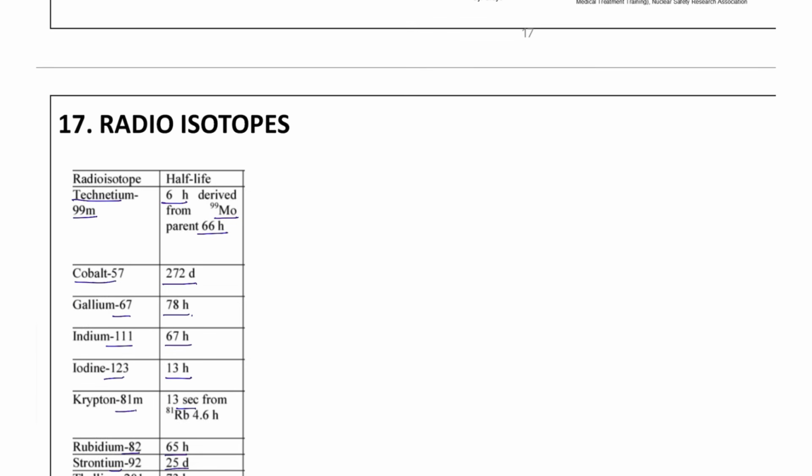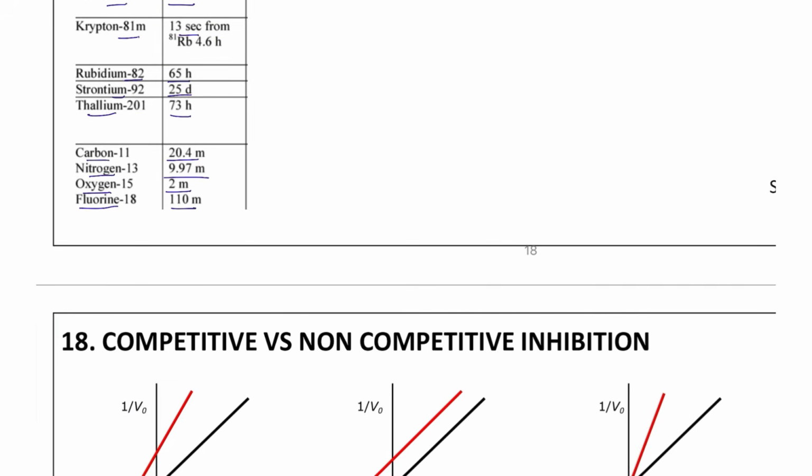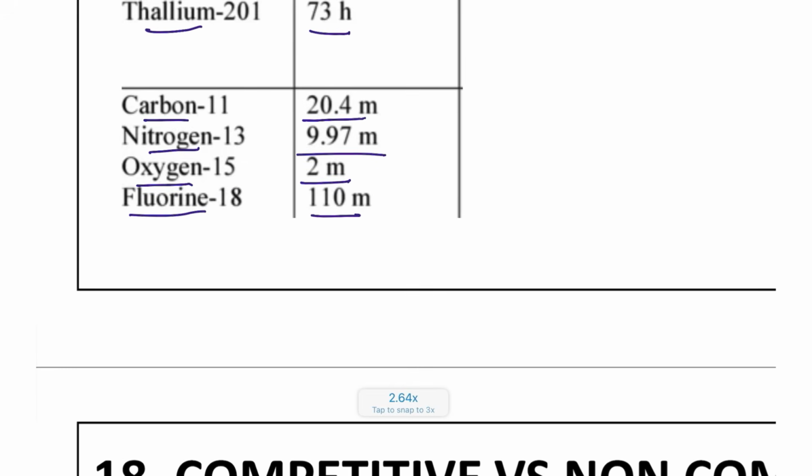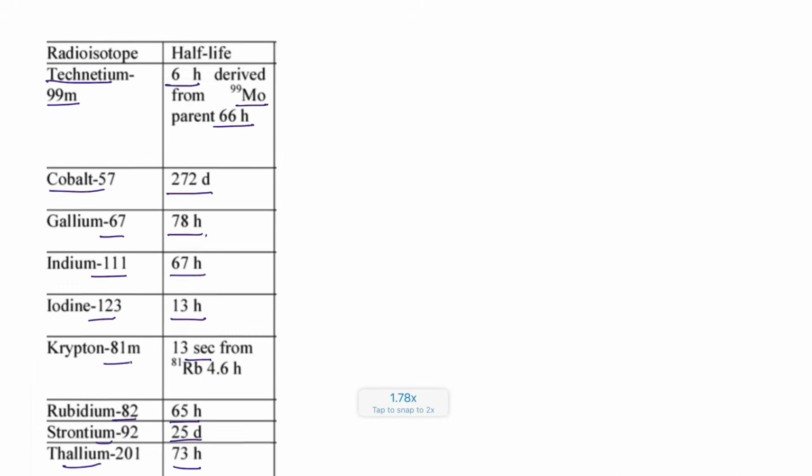Okay, these are the types of isotopes and their important points that you have to remember. And one more important one that you should not forget is FDG. For the PET scan we use FDG, and its half-life is around 110 minutes. Okay, this is the important one.